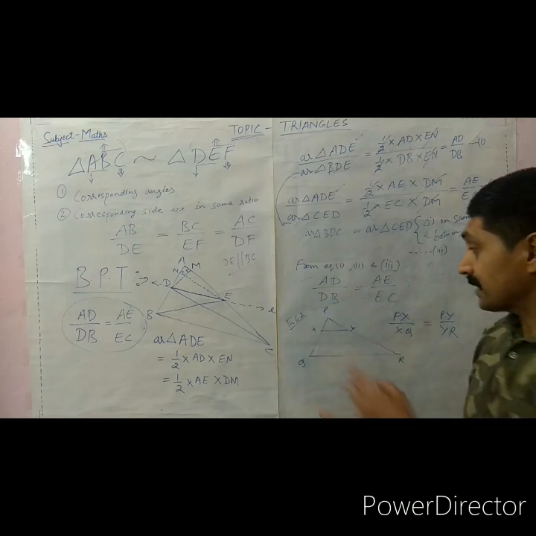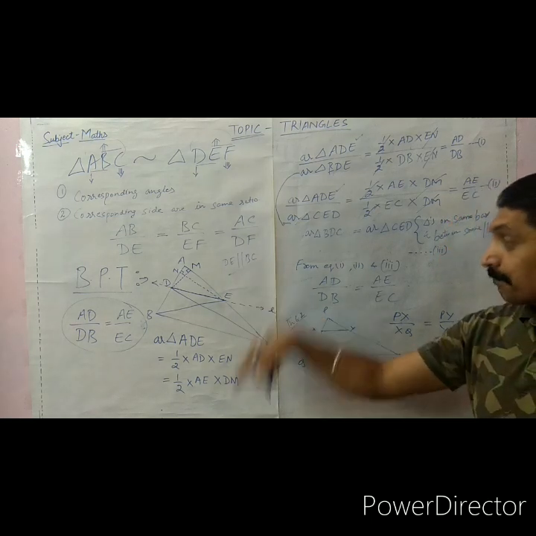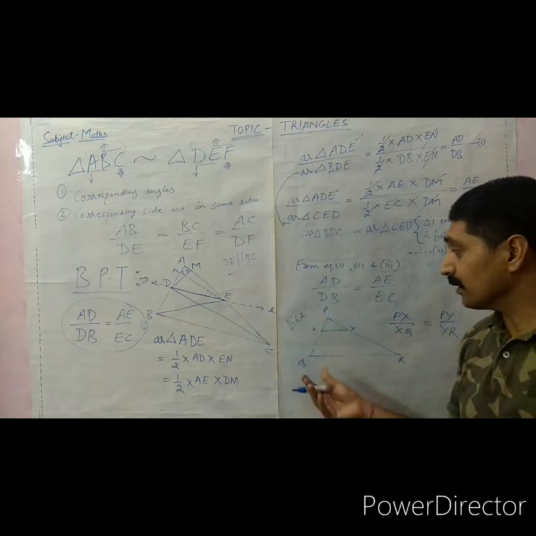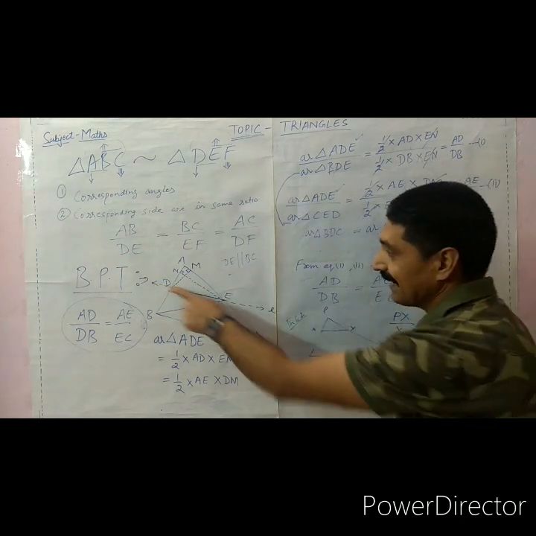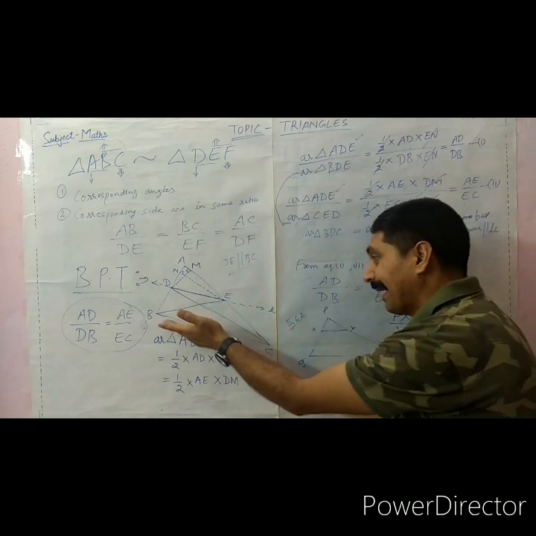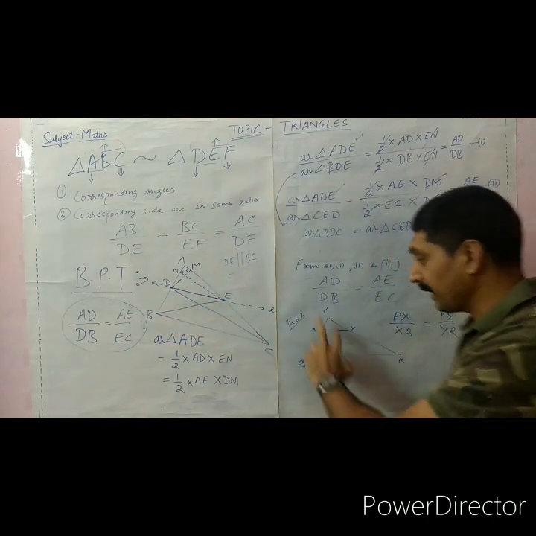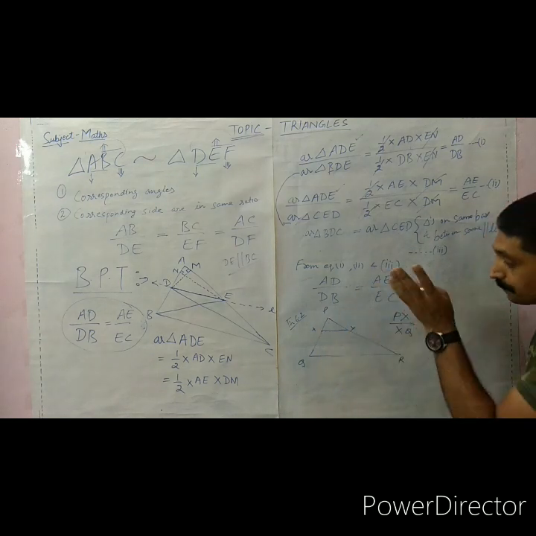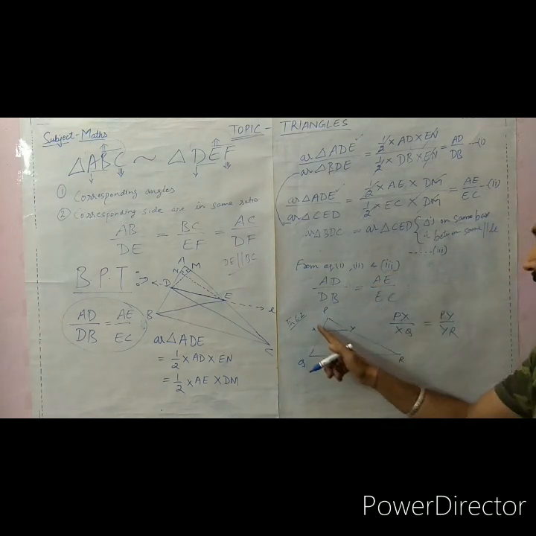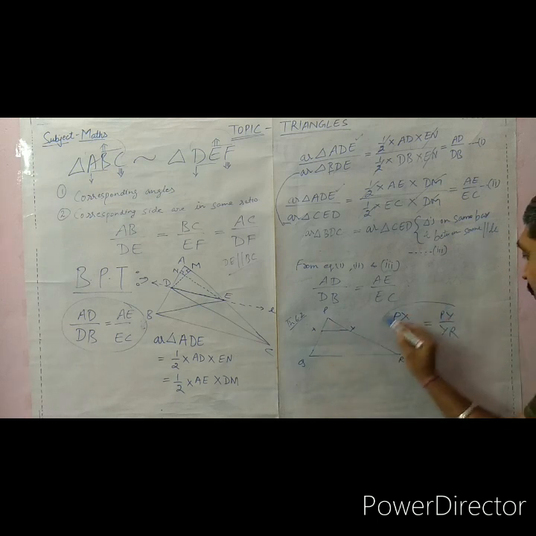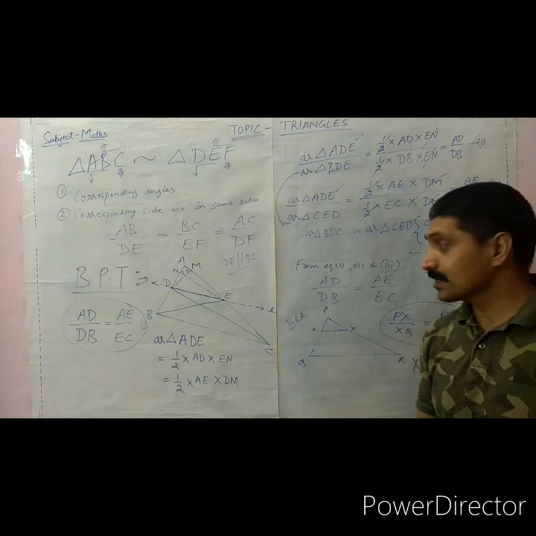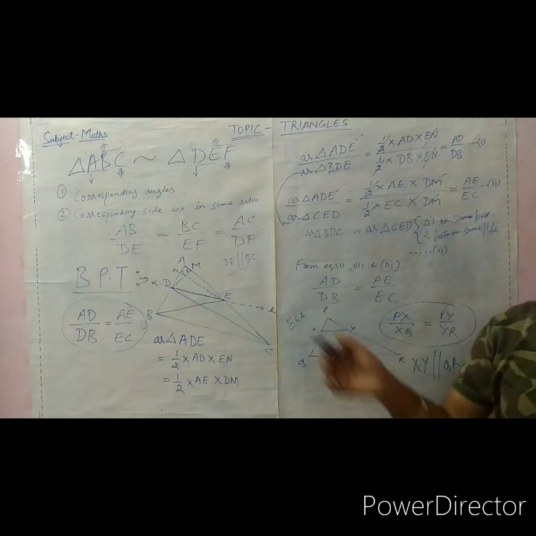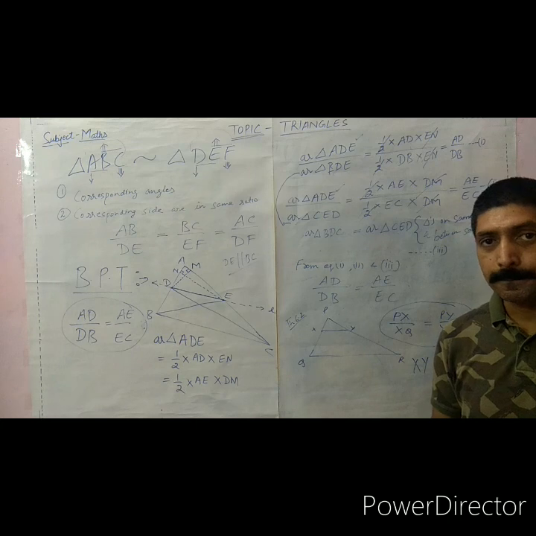So we will discuss in detail today the converse of BPT and how to prove it. What is the statement of the converse of BPT? Here in BPT the line is given parallel to the third side, that is BC. But here this statement is given and we want to prove that XY is parallel to your side QR. So this is the converse of BPT, basic proportionality theorem.